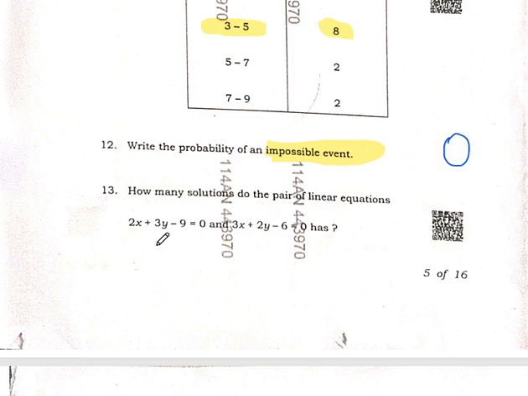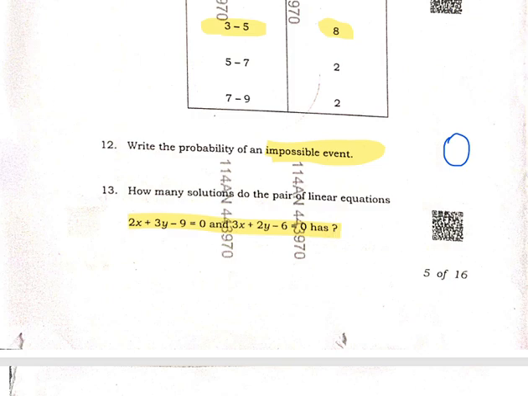Okay. So next one, that is the 13th question: how many solutions does the pair of linear equations 2x plus 3y minus 9 equals 0 and 3x plus 2y minus 6 equals 0 have? How to find the solution? You already know the 3 conditions, that is, how to find the A1 by A2 value, B1 by B2 value and C1 by C2 value.